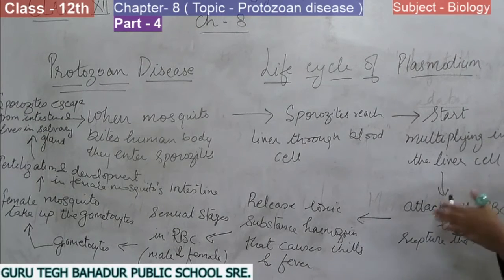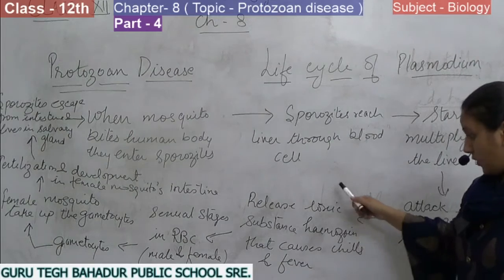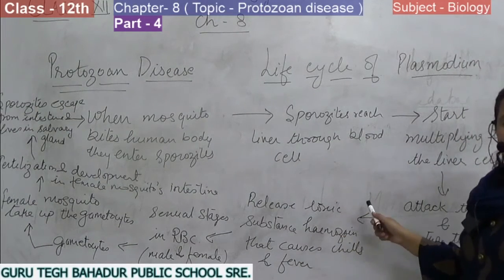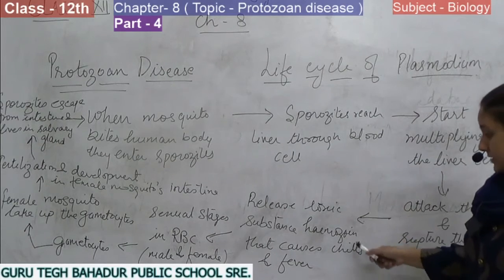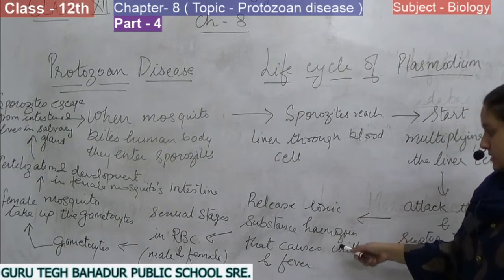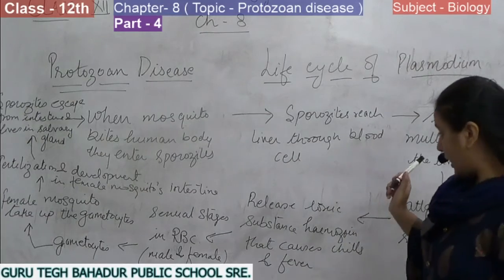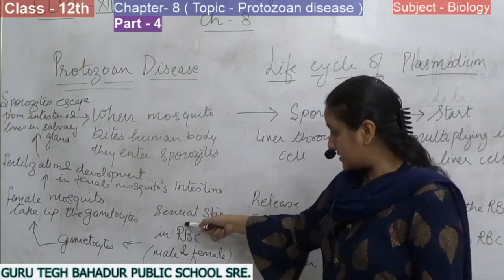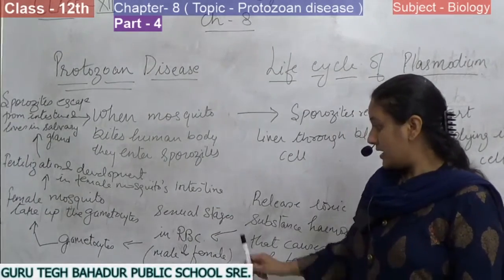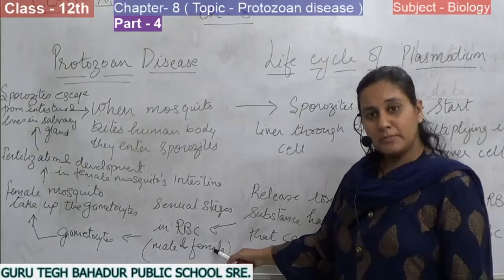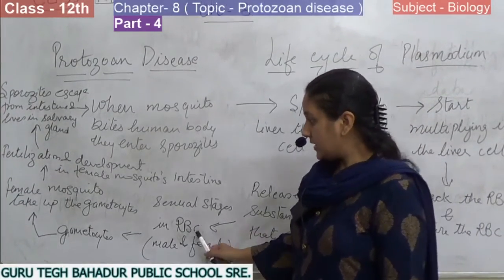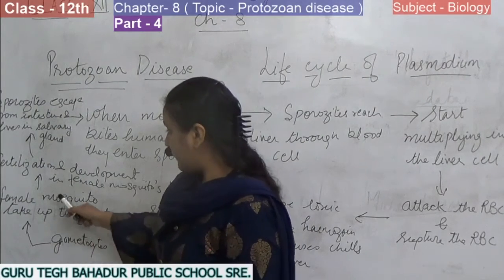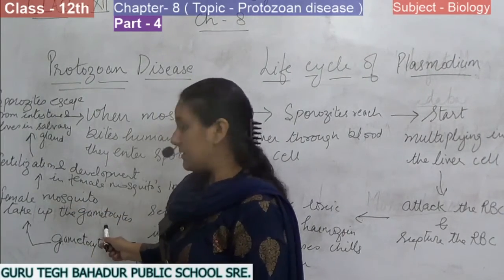Now after the rupture of the RBCs, they release a toxic substance known as hemozoin, and this is responsible for all the chills and the fever caused in the disease malaria. Now after releasing this substance, there occurs a sexual stage in which the male and female gametocytes are formed. When these are formed, the female mosquito takes up the gametocytes.